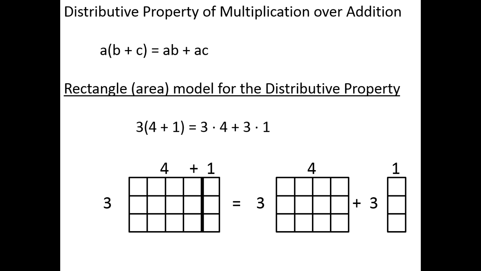So that's some models for addition, subtraction, multiplication, and division, and working with some of the numbers in base 10 and other number bases using those same operations.